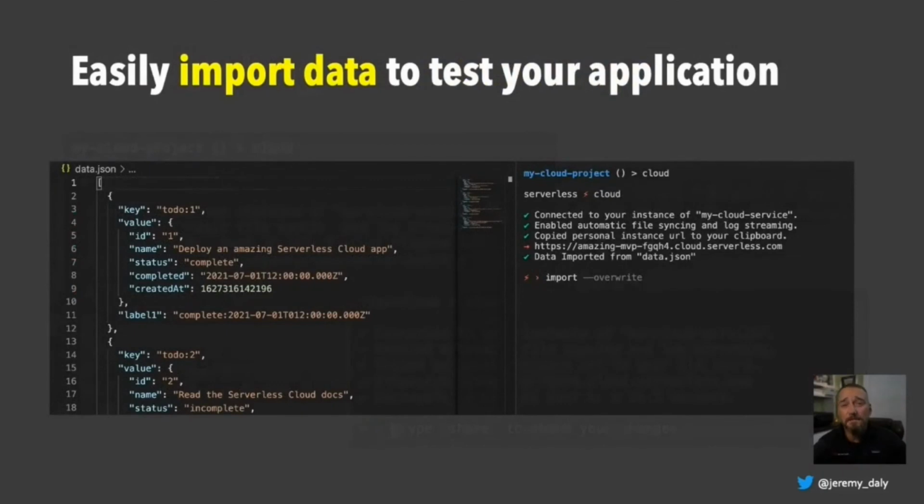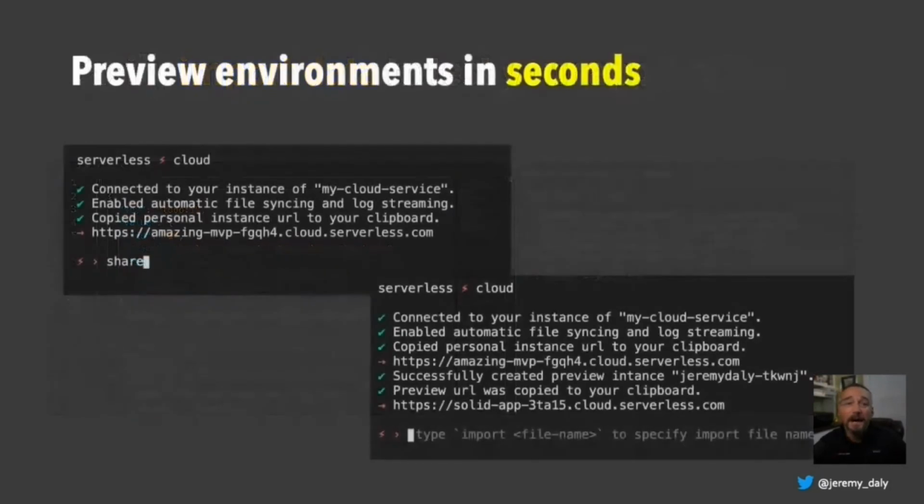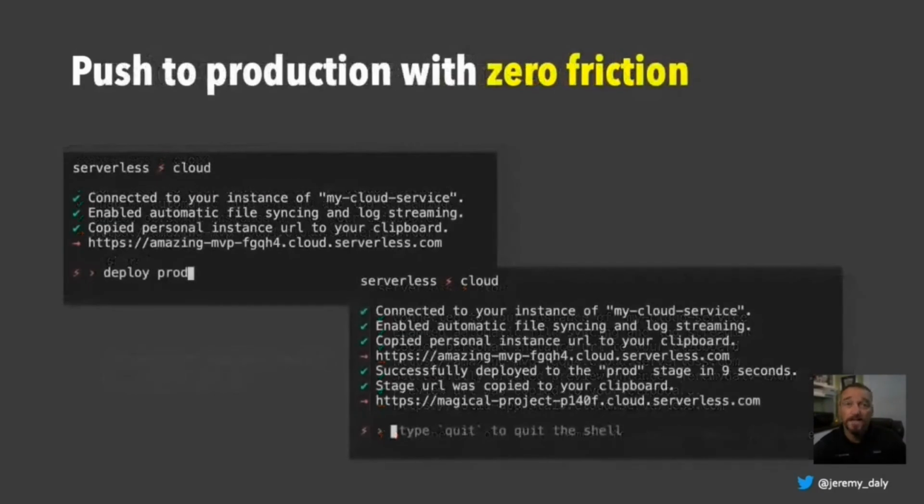And then you can even import data. You can create these JSON files to import data, so you can set the state of your application to different states and test things around that. And then you can type share, and you get these preview environments in a couple of seconds. You have your independent preview environment that's completely isolated. It's like a snapshot of your code and data that you can share with other stakeholders. You can create as many of these as you want to.